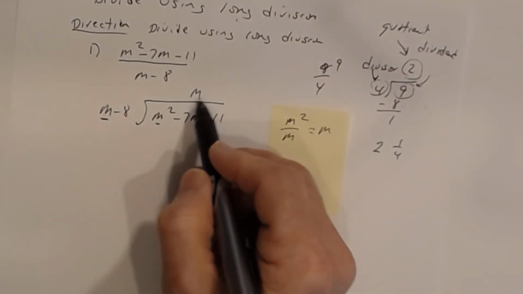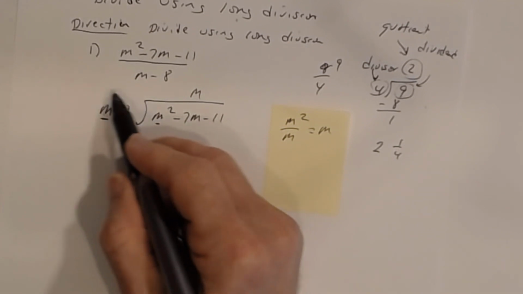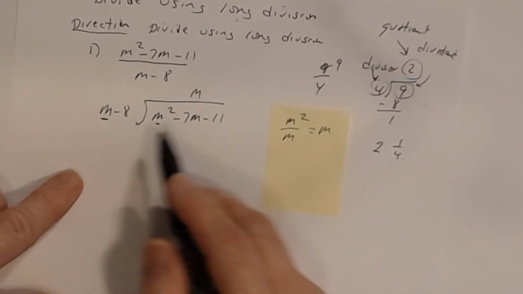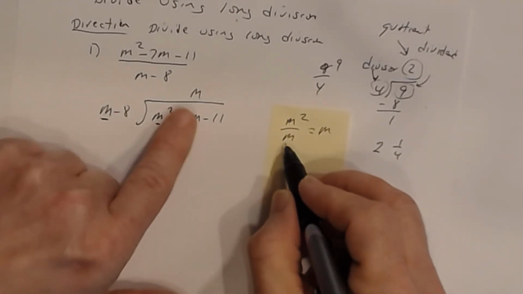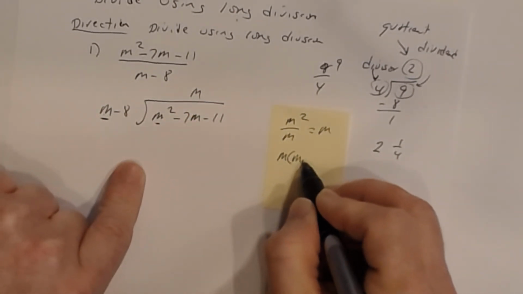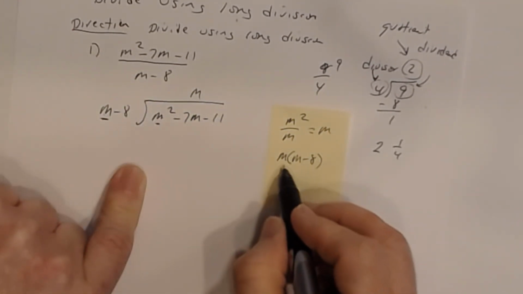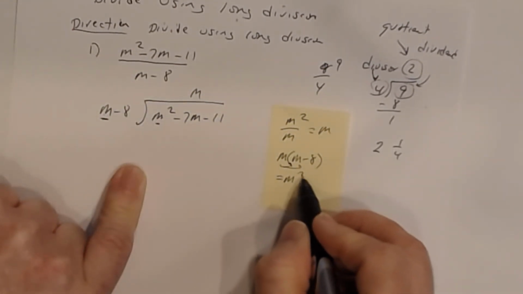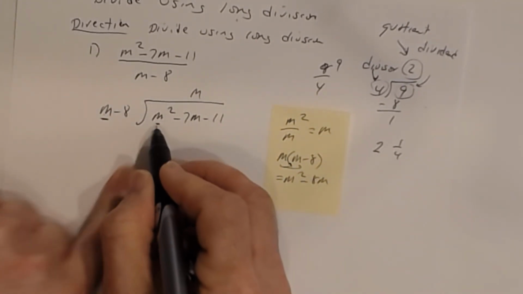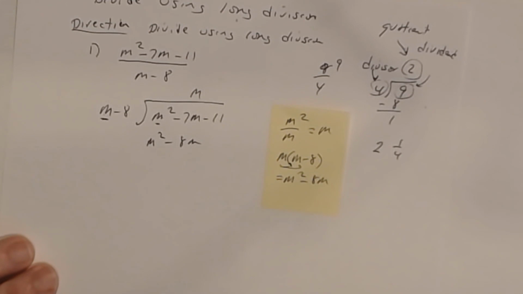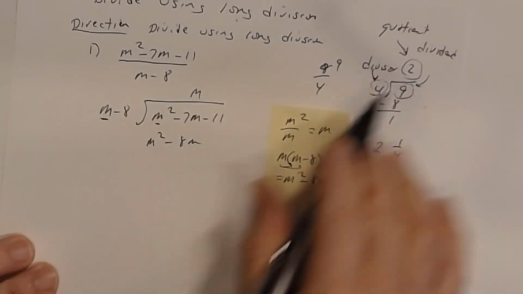So look, m times the divisor. Okay, think about what you're doing. Most of you can do this in your head. So let me tell you what you're doing. You're saying m times m minus 8. Well, if you distribute, that becomes m squared minus 8m. That goes here. M squared minus 8m. Okay? Just like you did here.